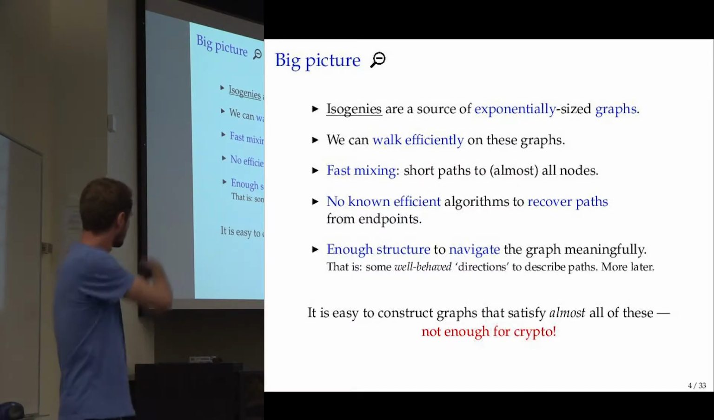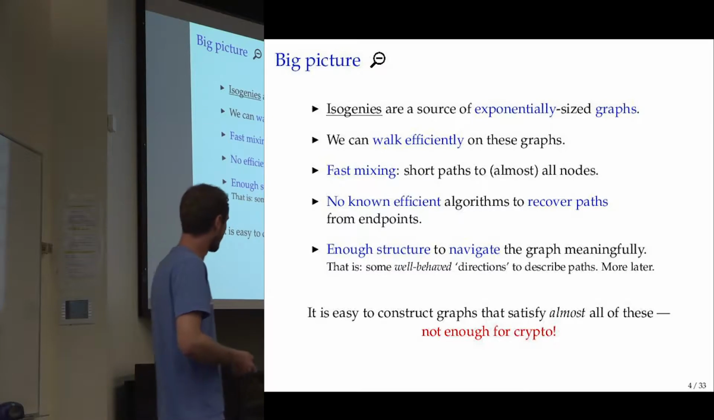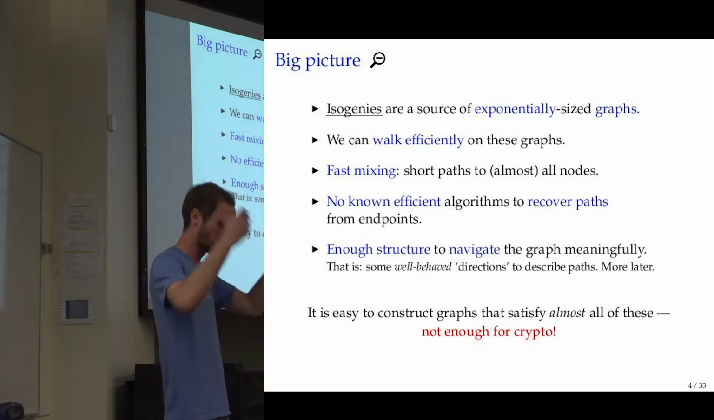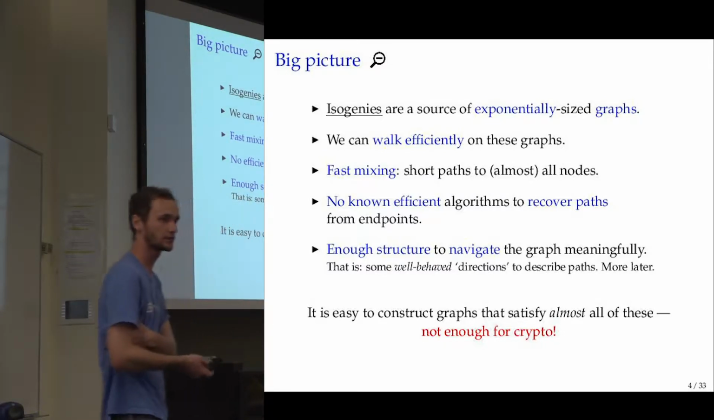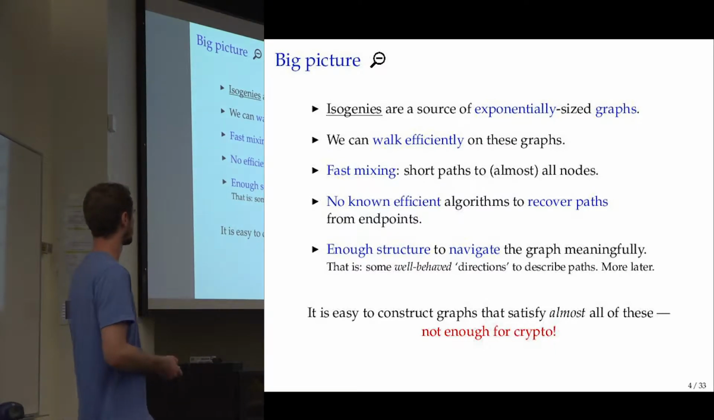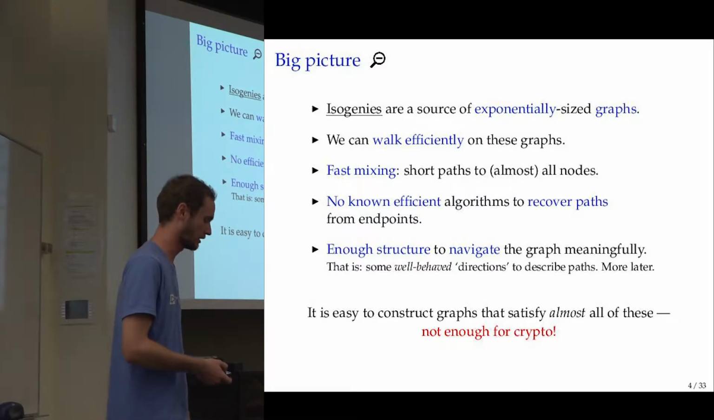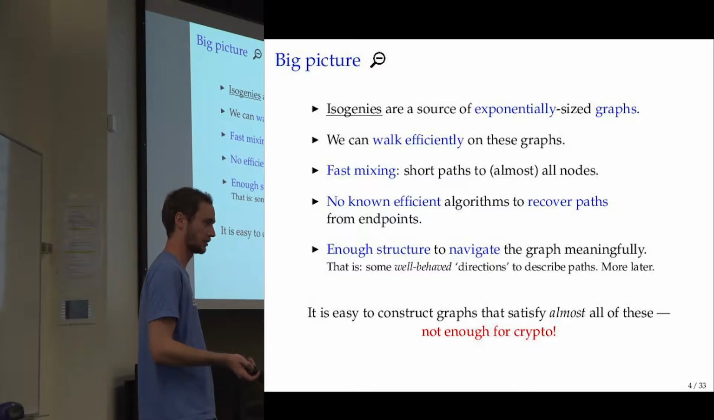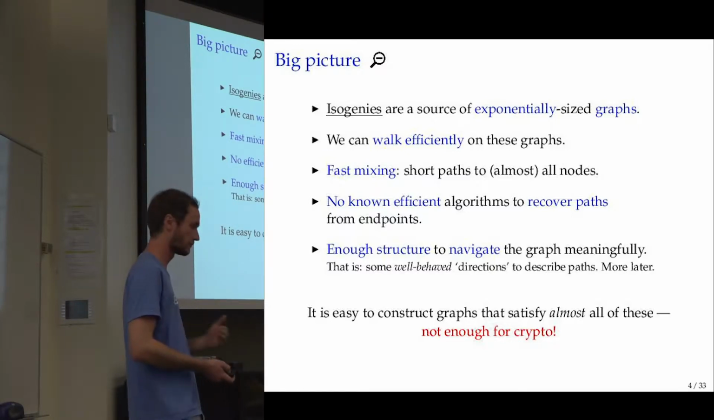Right, I just said this. And that's basically the very big high-level picture that isogenies give us. It's a big graph that's efficient to navigate on and has enough structure to make the Diffie-Hellman key exchange work, but not enough to be broken.